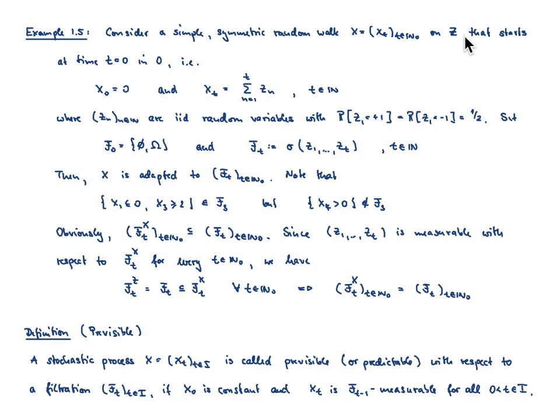So it starts at zero. I give myself a sequence of random variables Zn, which are IID, and the probability of the event Z1 equal to plus 1 is equal to the probability of the event Z1 equal to minus 1, and this should be equal to 1/2. I define the following filtrations, or rather the following sigma algebras. F0 should simply consist of the empty set and omega. And you see for sure this is a sigma algebra. And Ft is simply the sigma algebra that is generated by the random variables Z1 up to Zt.